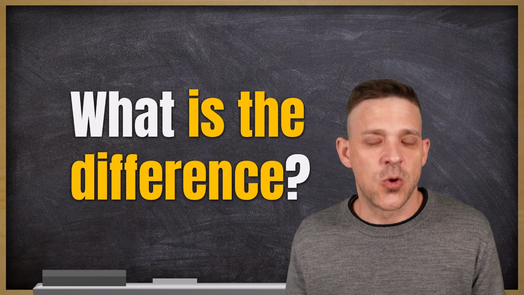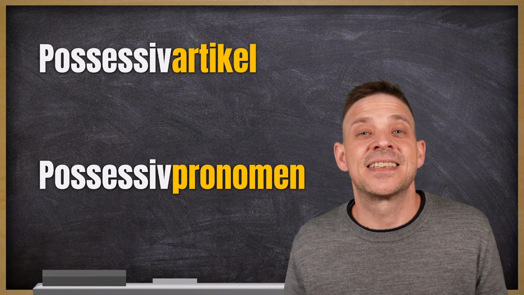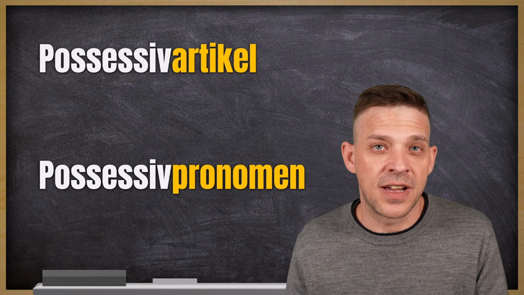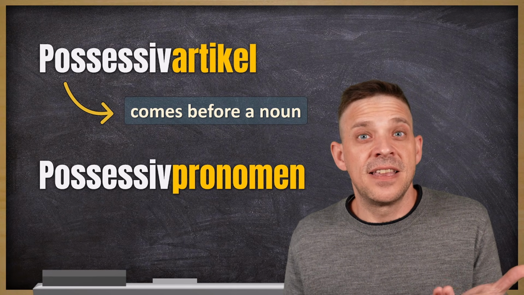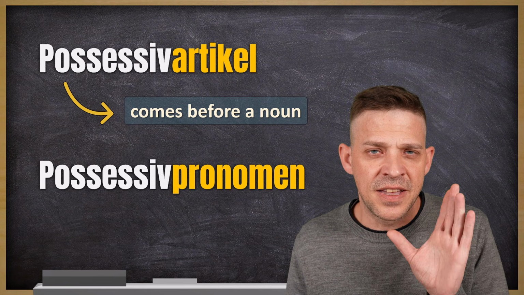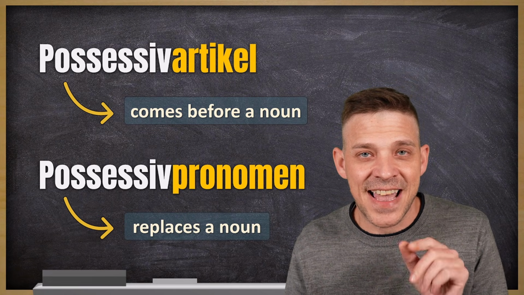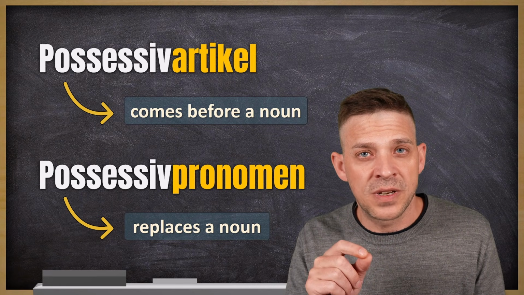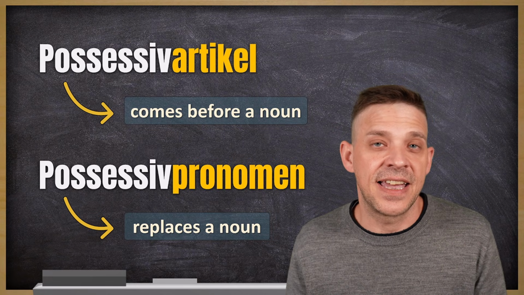Was ist der Unterschied? We start with possessive article. Like the name already mentions, it's an article. And an article always needs a noun. Always stands before a noun. Cannot stand alone. You know, indefinite articles, definite articles, and also possessive article. Possessive pronomen, they replace a noun and they can stand alone. And as well, the name already mentions this: pro in pronomen stands for, nomen is noun, so it replaces a noun.